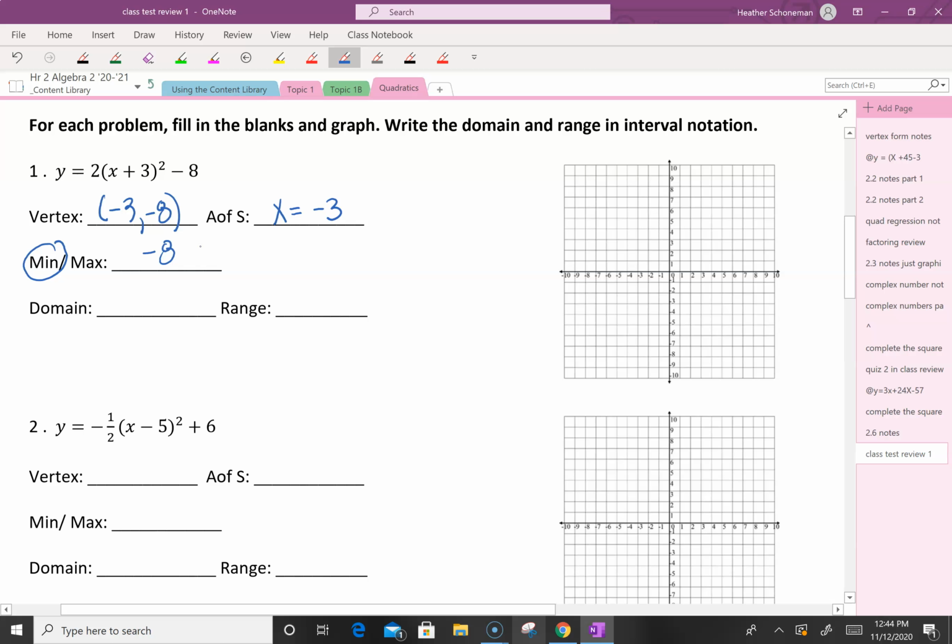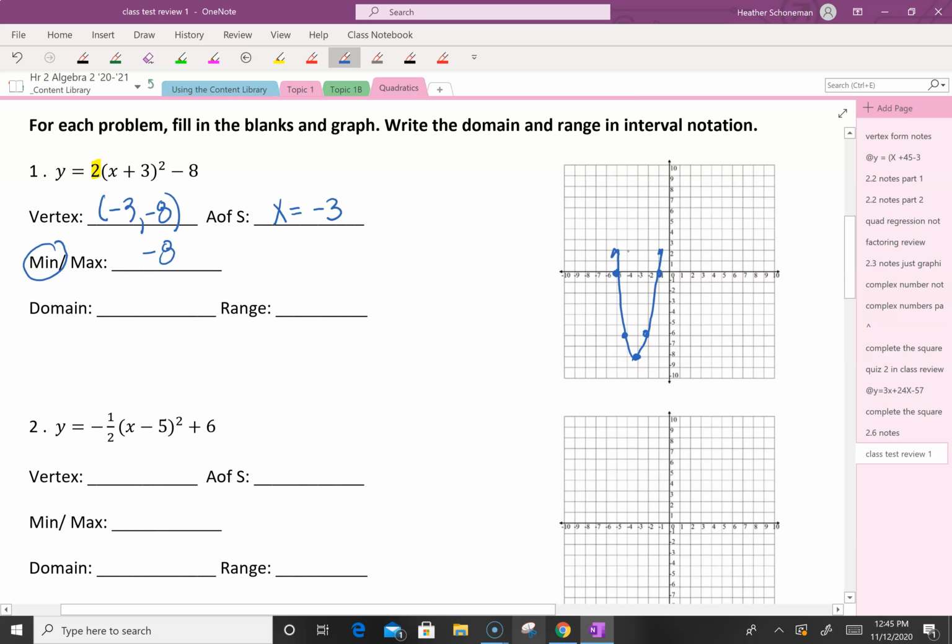Now, domain and range we haven't done a bunch, so let's go ahead and graph it, and then we'll use the graph to help us identify domain and range. So the vertex is -3, -8. Now, normally for these graphs, we use the pattern where we go over 1, up 1, over 2, up 4. But this time, because of the 2 in front, we have a vertical stretch. So the up gets doubled. So we're going to go over 1 and up 2, and then over 2 and up 4, but 4 doubled is 8, so we'd go up 8. And there's our graph.